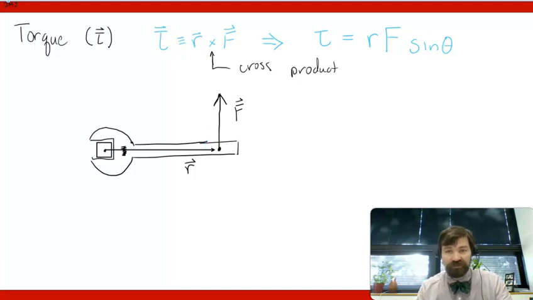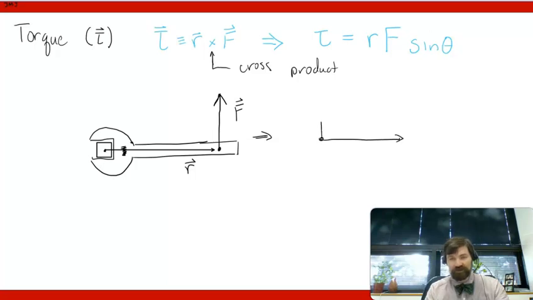And more properly, if I were to move the F vector over, so if I take this pair of vectors and treat them as if they both start in the same location, then this angle theta is actually the angle running counterclockwise from r to F. So here's theta, here's F, here's r.